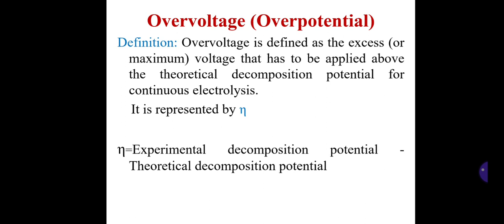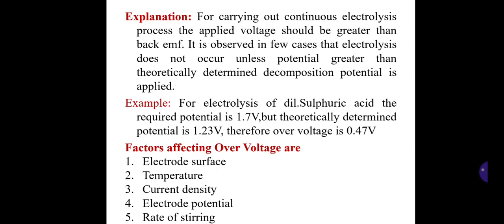Now the last one is called overvoltage. Sometimes it is also named overpotential. Overvoltage is defined as the excess voltage that has to be applied above the theoretical decomposition potential for a continuous electrolysis, and it is represented by the symbol eta, which is nothing but experimental decomposition potential minus theoretical decomposition potential. For carrying out continuous electrolysis, the applied voltage should be greater than the back EMF.